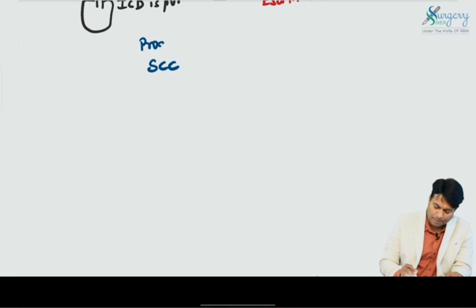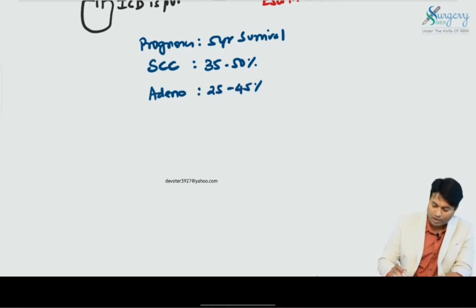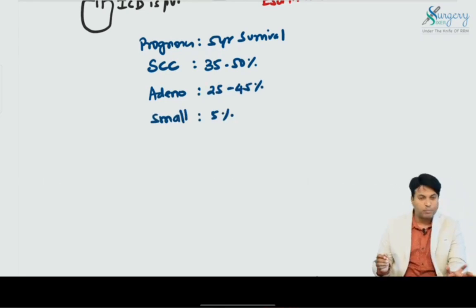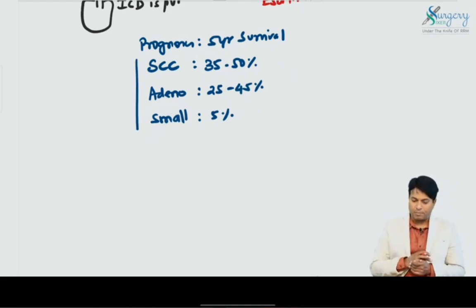Squamous cell cancer prognosis: the 5-year survival of squamous cell cancer is around 35 to 50%. Adeno cancer will have 25 to 45%. Small cell has only 5%, the worst prognosis. So best is squamous cell cancer, second is adeno cancer, worst is small cell cancer. These are the prognostic factors, the 5-year survival of these cancers. Please don't forget these points.